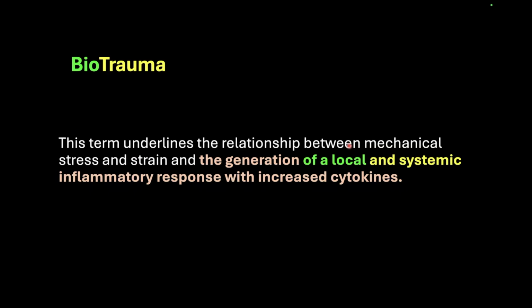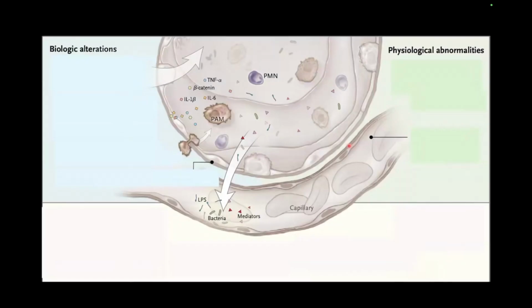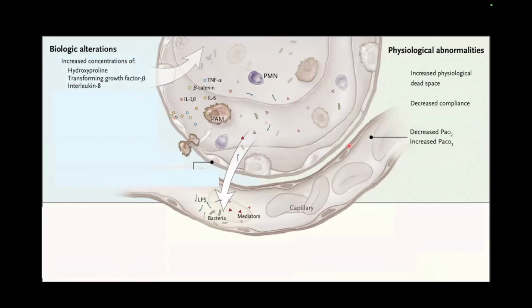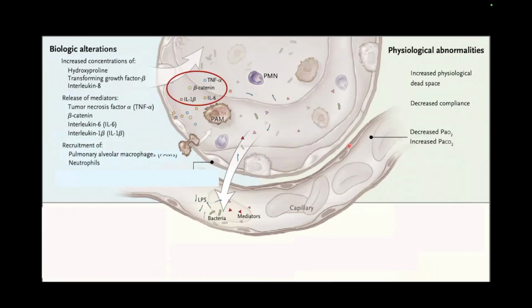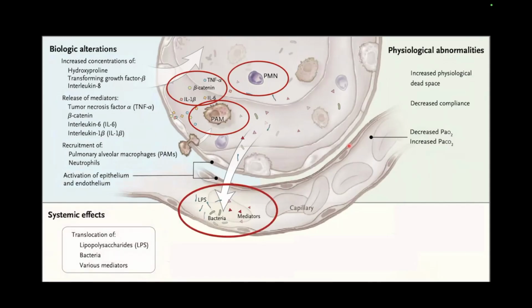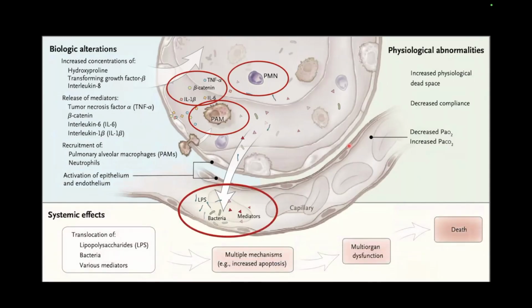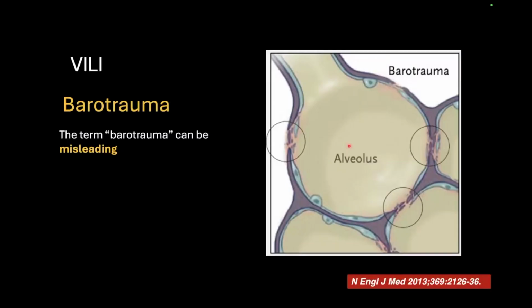Biotrauma is basically a condition where local and systemic inflammatory response occurs as a result of lung injury, leading to cytokine production. So we already saw that there is an increased physiological dead space, decreased lung compliance, and there is an adverse effect on the gas exchange, and all these things ultimately lead to an excess amount of pro-inflammatory cytokines in the alveoli, which get transmitted from the alveoli to the endothelium, and from there they can travel to the entire body, leading to multi-organ dysfunction and even death.